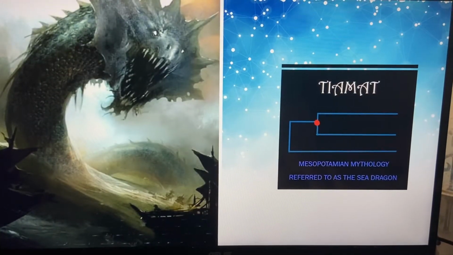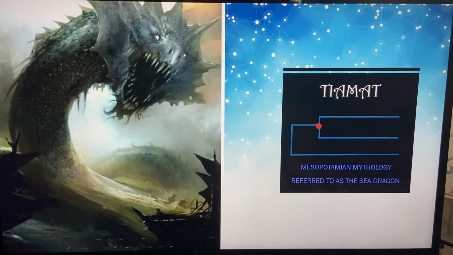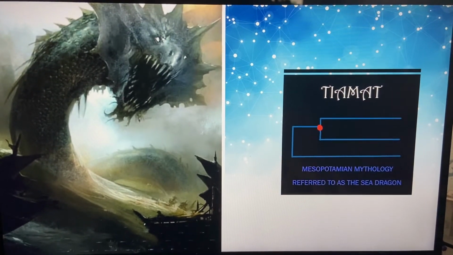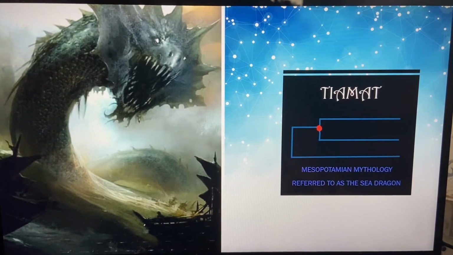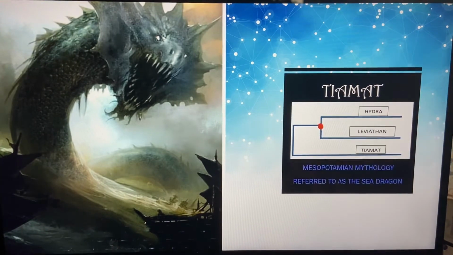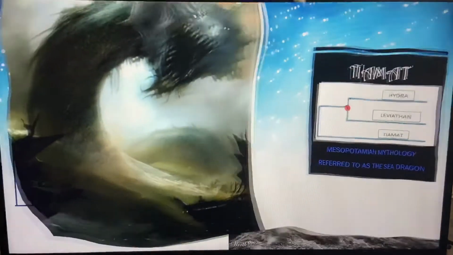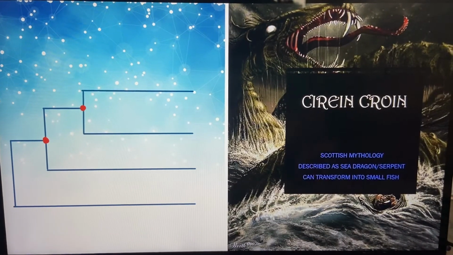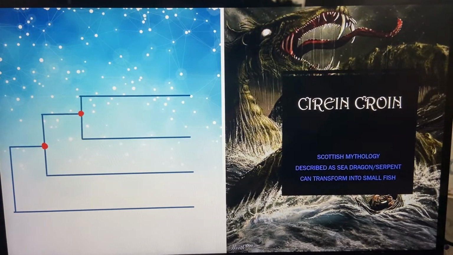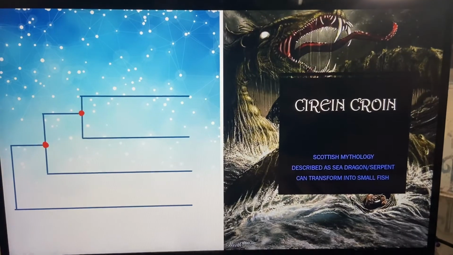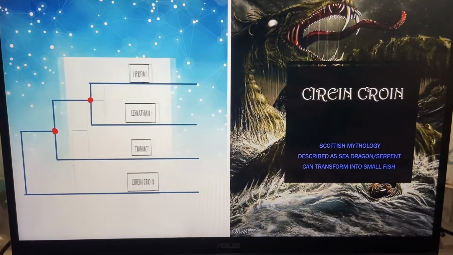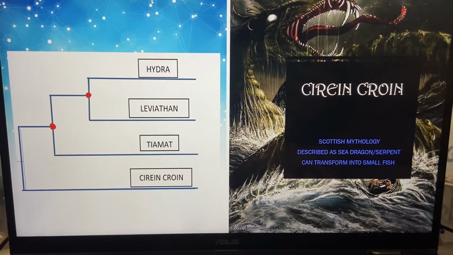We then come to our first internal node, which will lead us to a split in the parent species, and that produces the Tiamat, which is a single-headed giant sea serpent. From there, we have the Serene Croin, which is another single-headed sea serpent or sea dragon. And you can see here the internal node and the split.